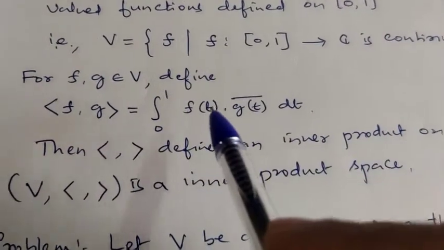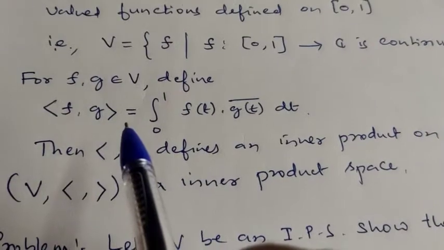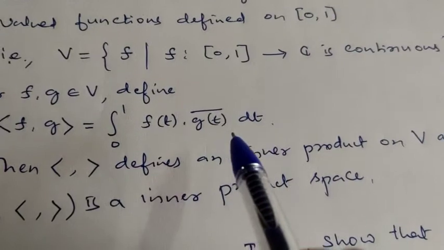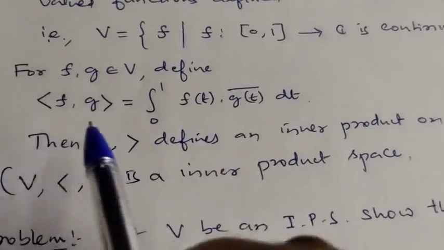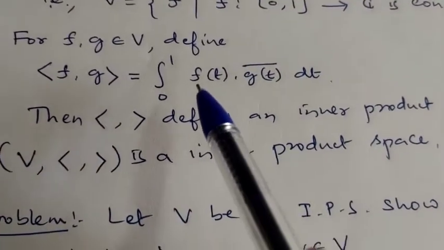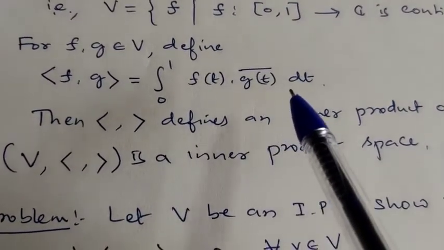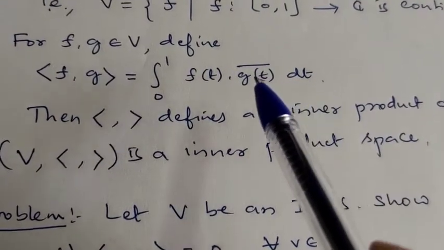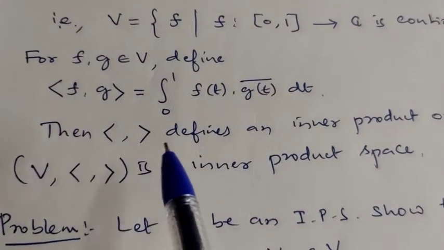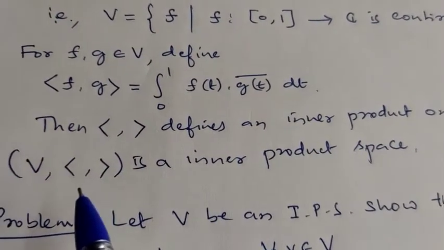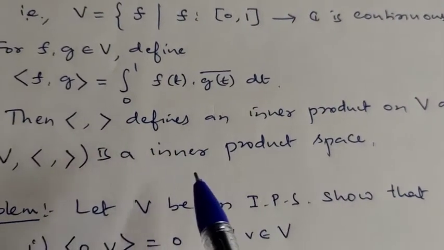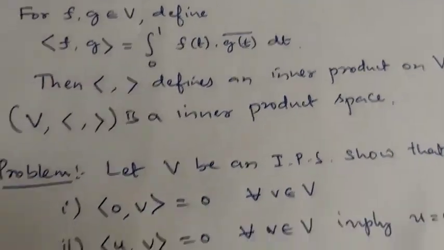Now for any two elements f and g in V, we define the inner product of f comma g as the integral from 0 to 1 of f of t into g of t bar dt. Here g of t bar means the complex conjugate of g of t. Then again this defines an inner product on V, and V together with this inner product is an inner product space.